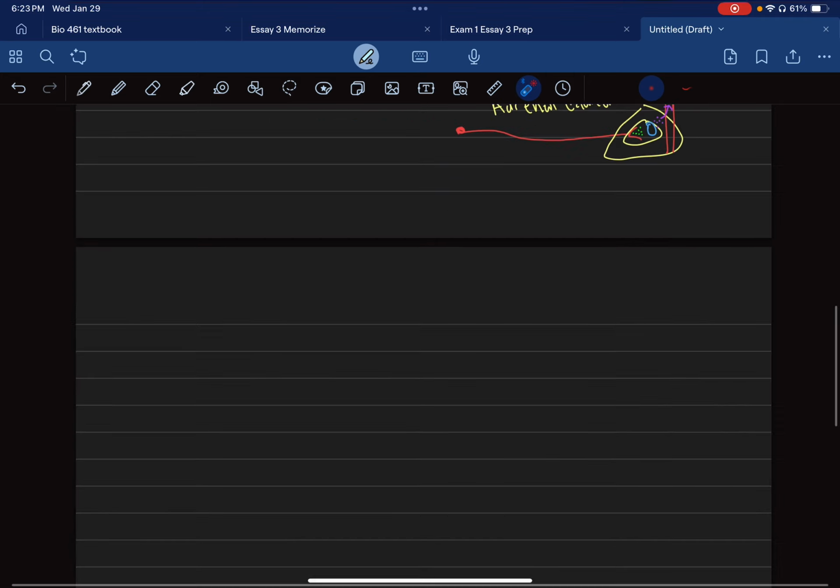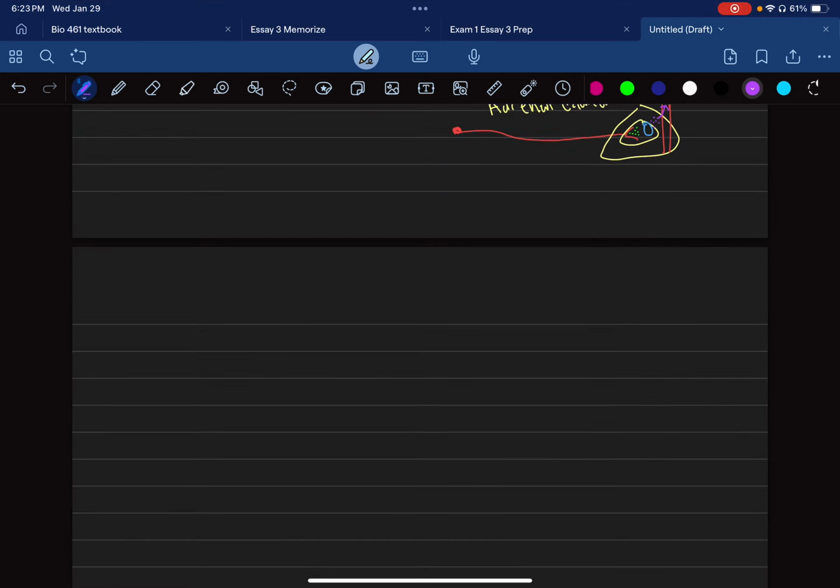Okay, so now I want to go over some of the types of receptors that we can have in these neurons.